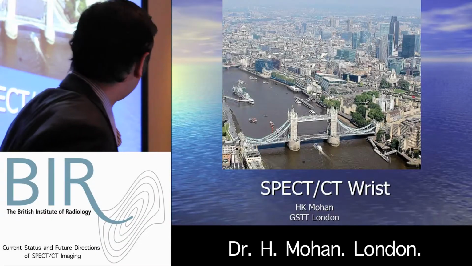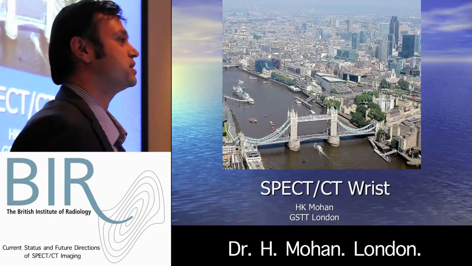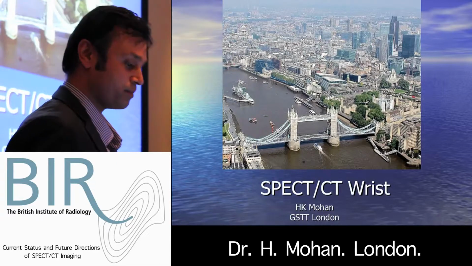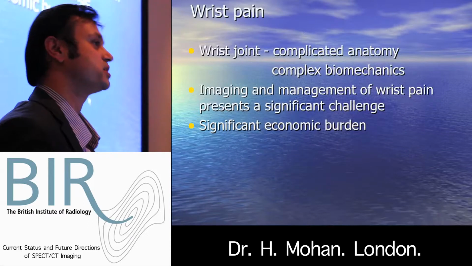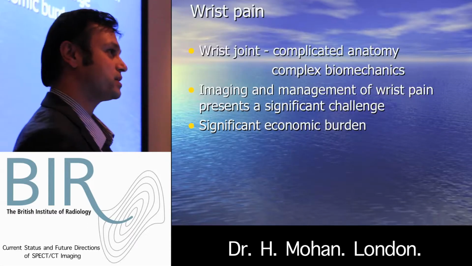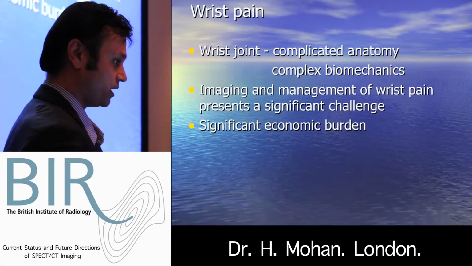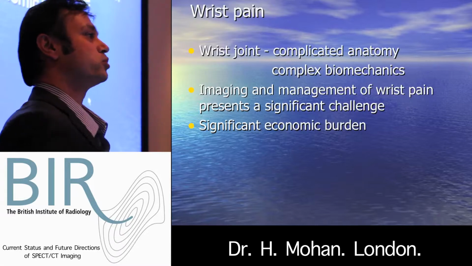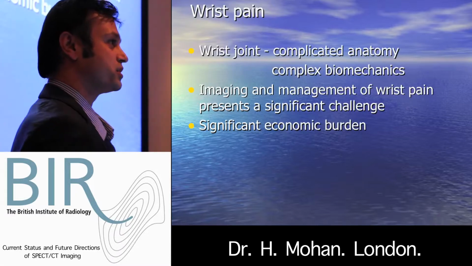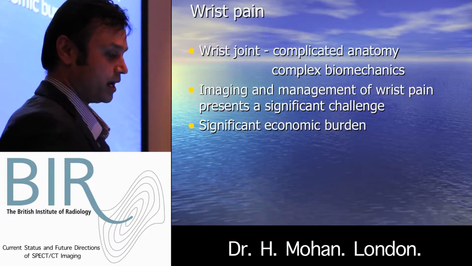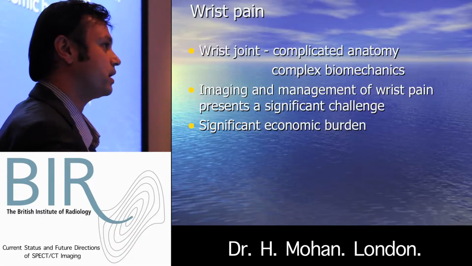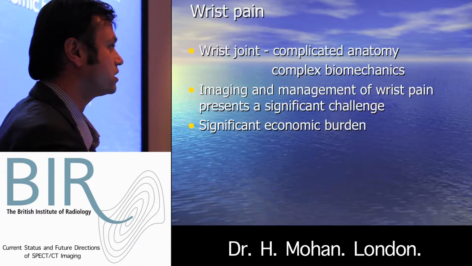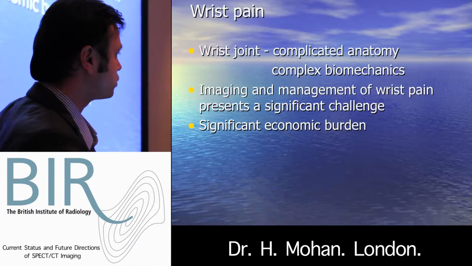So my talk today is on the role of SPECT CT in managing various wrist problems. As you know, the wrist is one of the most complex joints in the body, and more so because of very small structures and many joints. On top of that, the complex biomechanics that go with it make it quite difficult for the clinician to actually identify the source of pain.